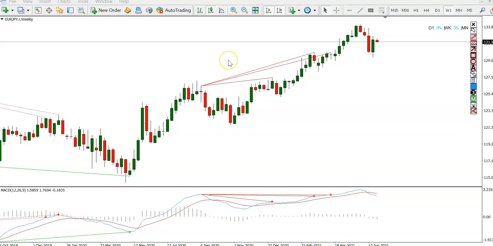So this week's trade of the week setup. In this video we're going to go over one of the assets that I'm looking to trade this week. It is the EURJPY.